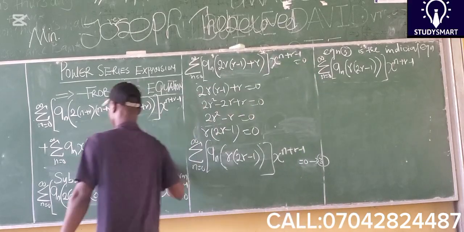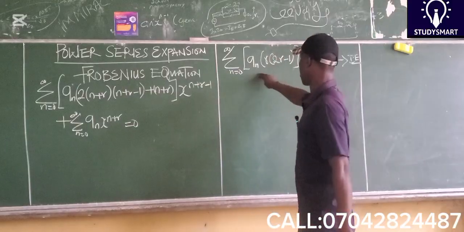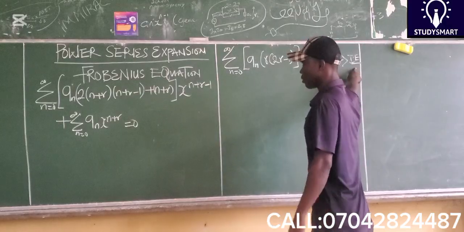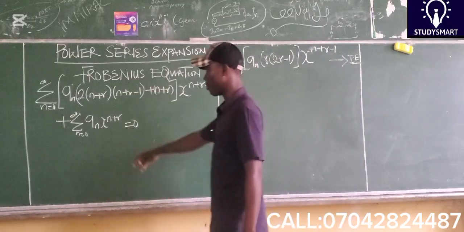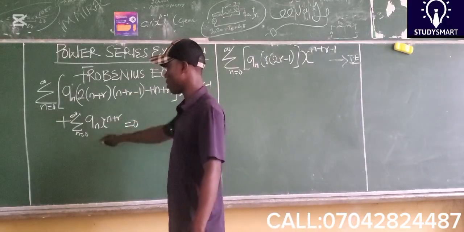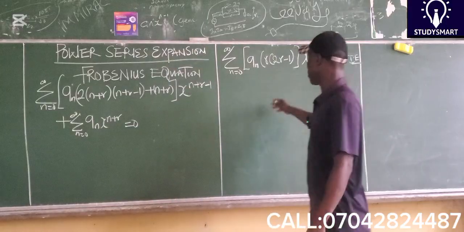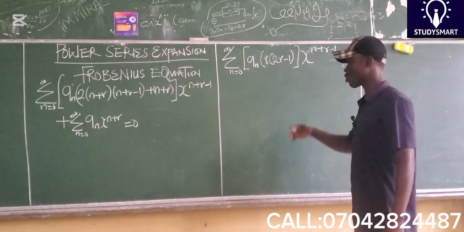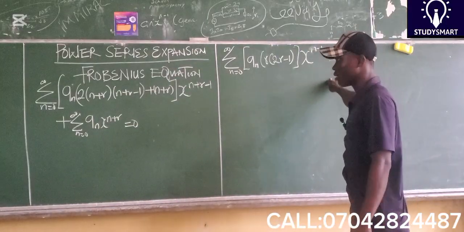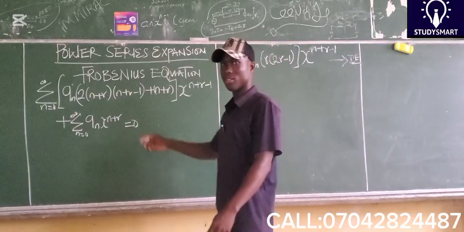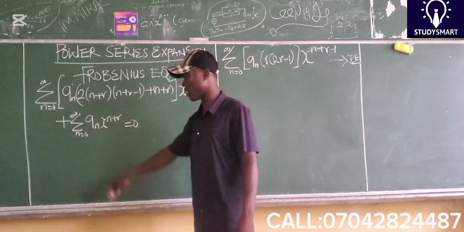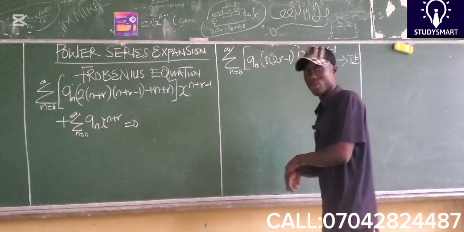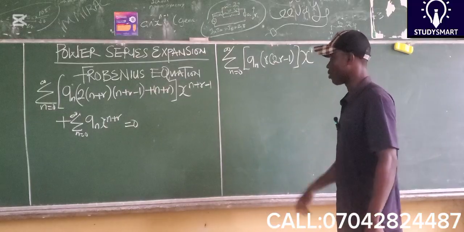So from this point, this becomes our initial equation, and then this becomes the last term. We are going to get our first recurrence relation from this initial equation, and then we'll get another recurrence relation from this last term. Then we'll get the general recurrence relation.